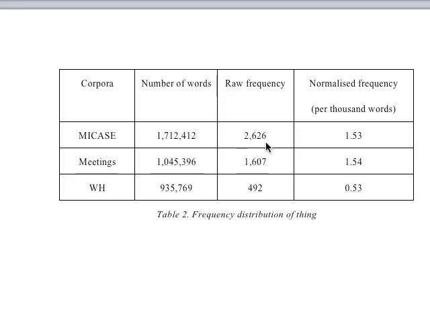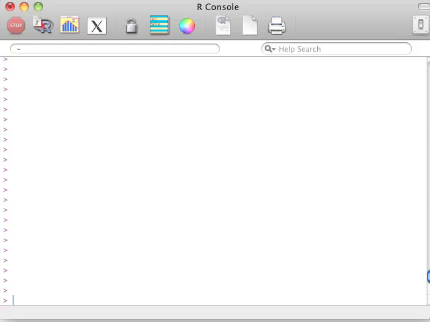So what we want to know is we want to have a kind of null hypothesis that says the distribution of occurrence of thing in these two subcorpora is the same, and then we're going to use some statistics to test that hypothesis to see whether it's true or false. So let's go to the R, and I'm going to put in that data, just those four scores, just to remind you.